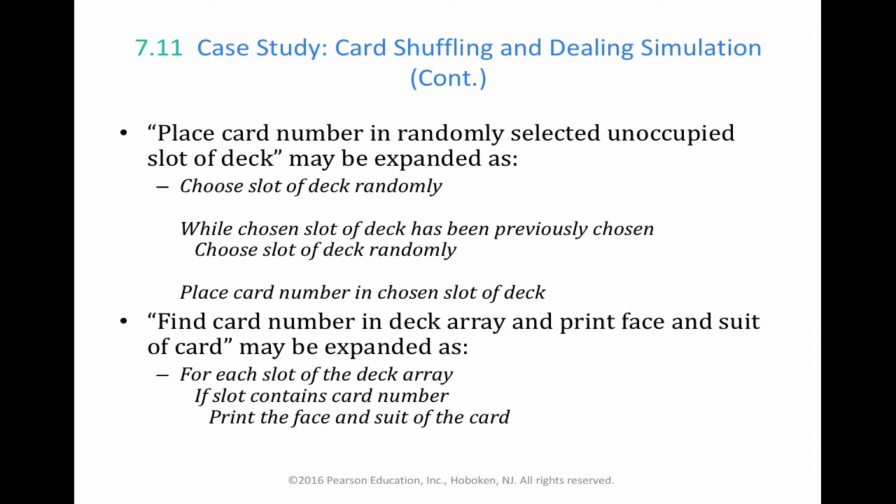Place a card number in a randomly selected unoccupied spot of the deck. We can probably expand that out a little bit more to: while the chosen slot of the deck has been previously chosen, choose a slot in the deck randomly. While the slot of the deck has been previously chosen, choose another slot randomly. Place the card in the chosen slot. Find a card in the deck might be: for each slot of the deck array, if the slot contains a card number, if the slot contains the card number that we're looking for, print the face and suit of the card.